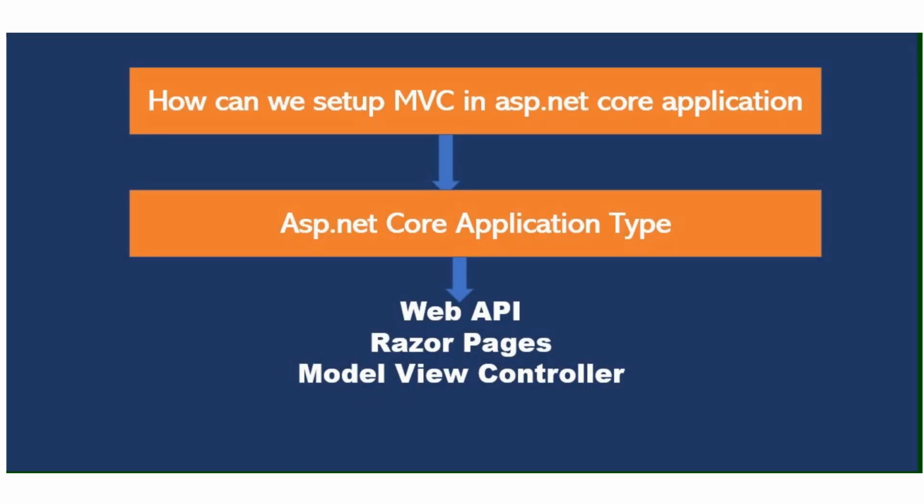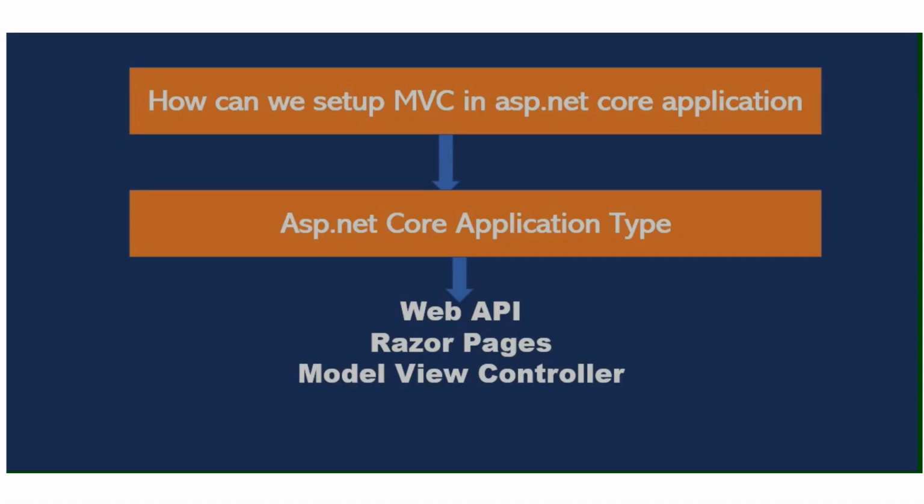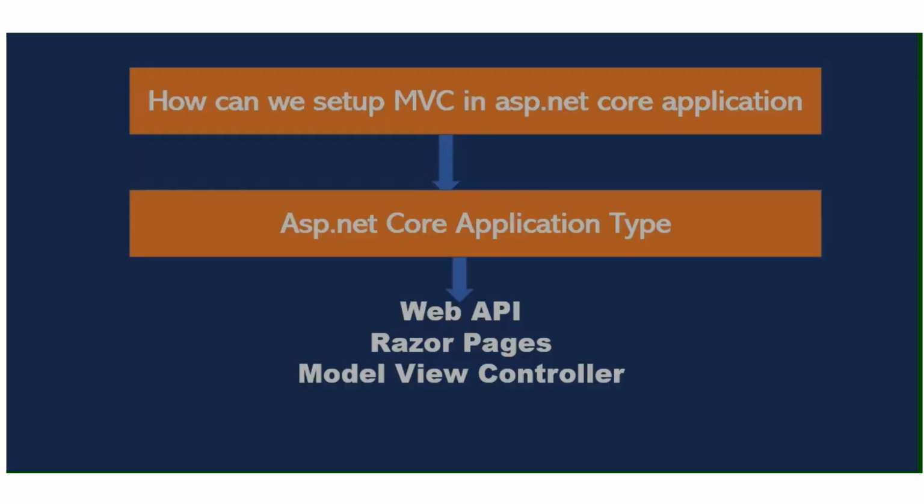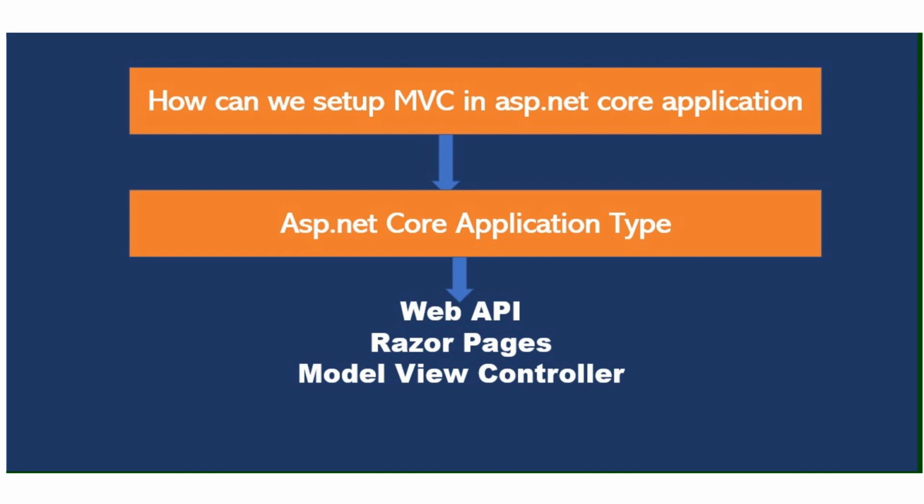So today we discuss ASP.NET Core, right? Yesterday we discussed environment variables in ASP.NET Core, and today we discuss how we can use MVC, model view and controller, in our ASP.NET Core application. There are several ways to create an application in ASP.NET Core. I mentioned three here. First one is Web API, second one is Razor Pages, and third one is Model View Controller.